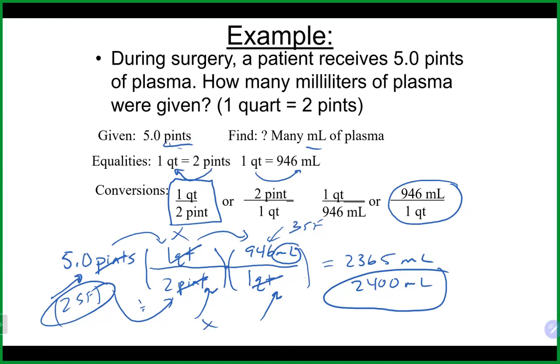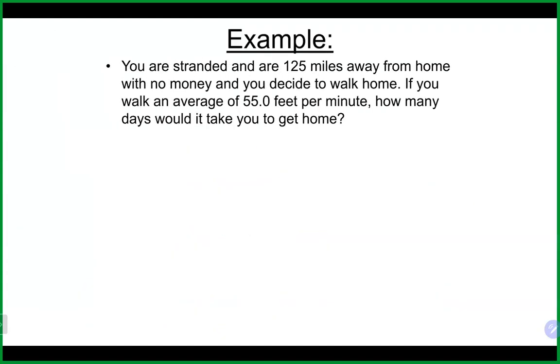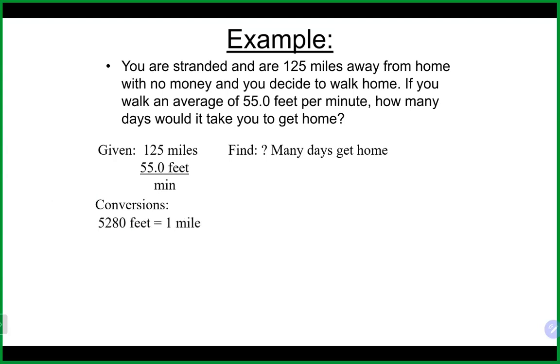Other questions? All right, let's try another one here. All right, you're stranded about 125 miles away from home. You decide, hey, it's only 120 degrees outside. Let's take a walk. And you walk an average of 55 feet per minute. How many days is it going to take you to get home? Yeah. All right, so see what you got going on there. A couple of conversions, yeah. Hopefully some of those you know.